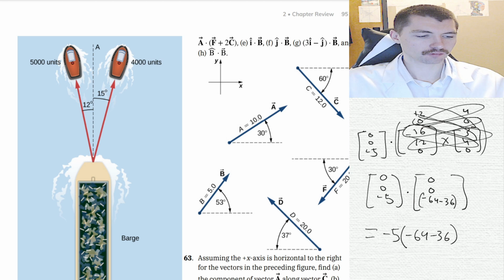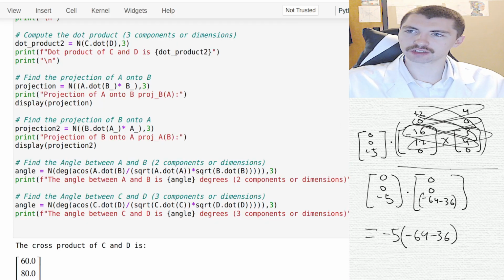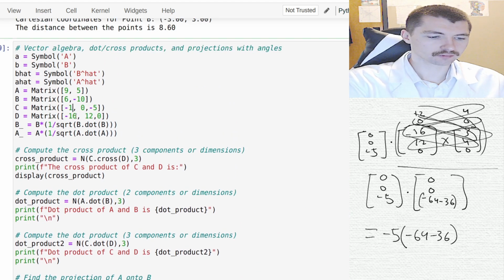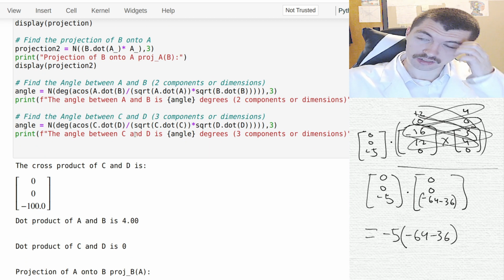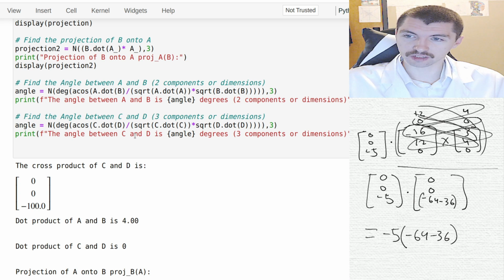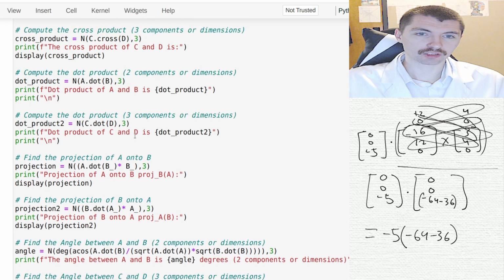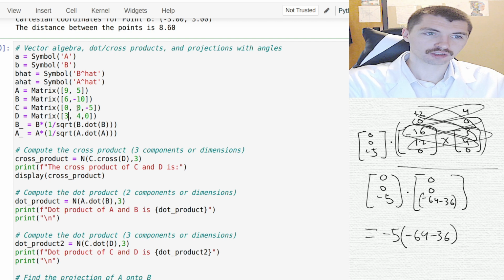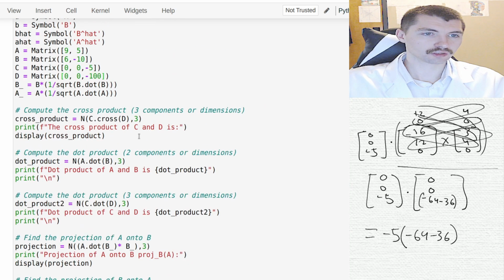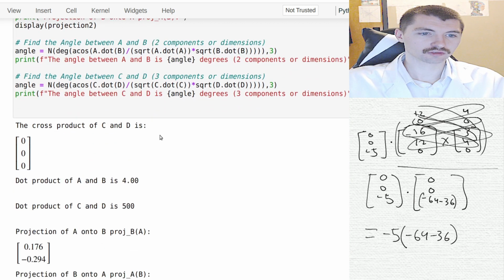Okay. So first let's verify this cross product here. Negative 16, 12, 0, 3, 4. So CD is 100. Okay, that makes sense. So 100 times negative 5 is 500. So we're going to take 0, 0, 5, 0, 0, 100, negative 100. Cross should be 500. And there we go.